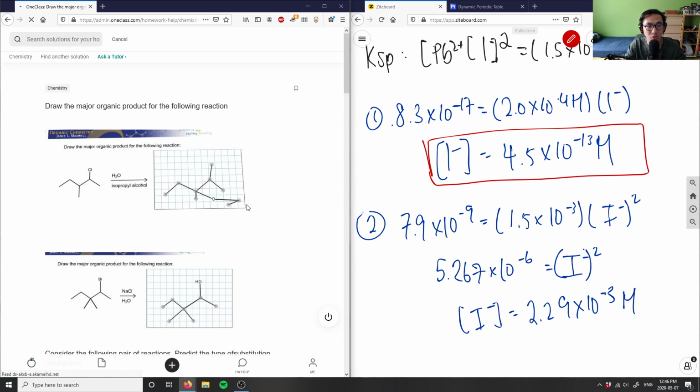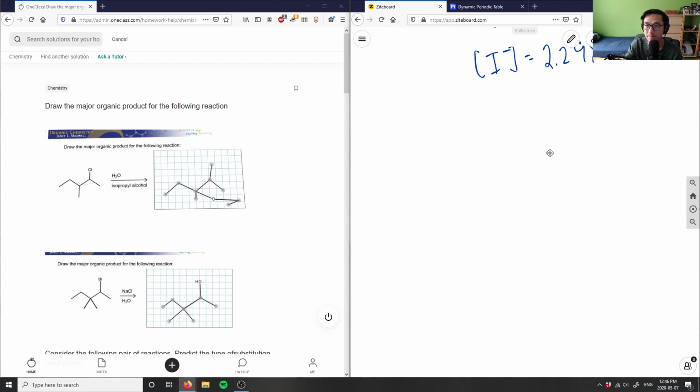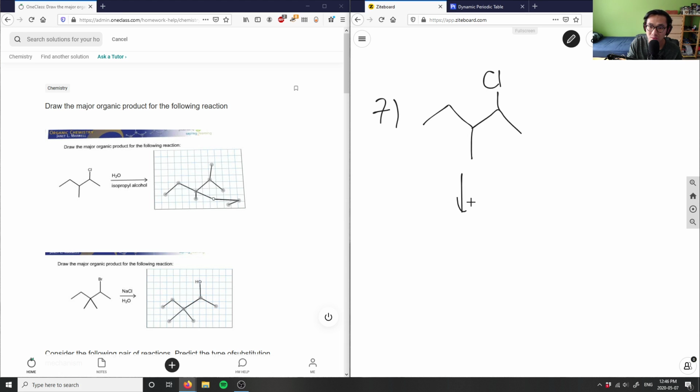Let's see if we can do maybe 2 more questions depending on time here. So that's number 6. Number 7 says draw the major organic product for the following reaction. So I have 1, 2, 3, 4, 5 Cl. I have H2O and isopropyl alcohol. So something like that.